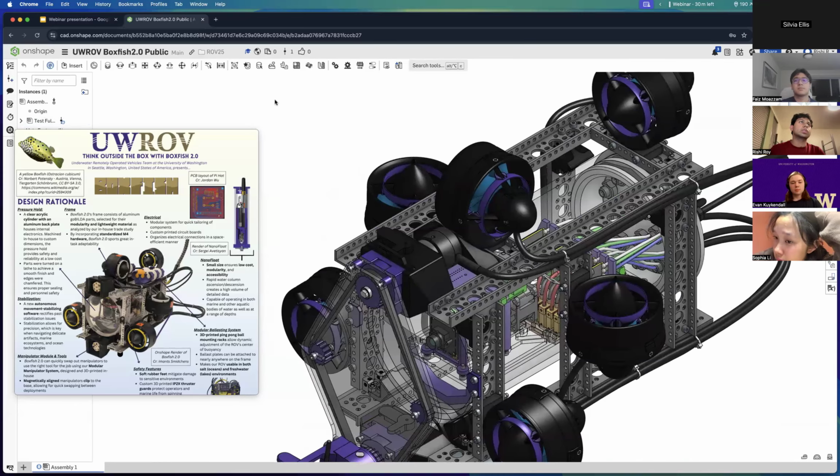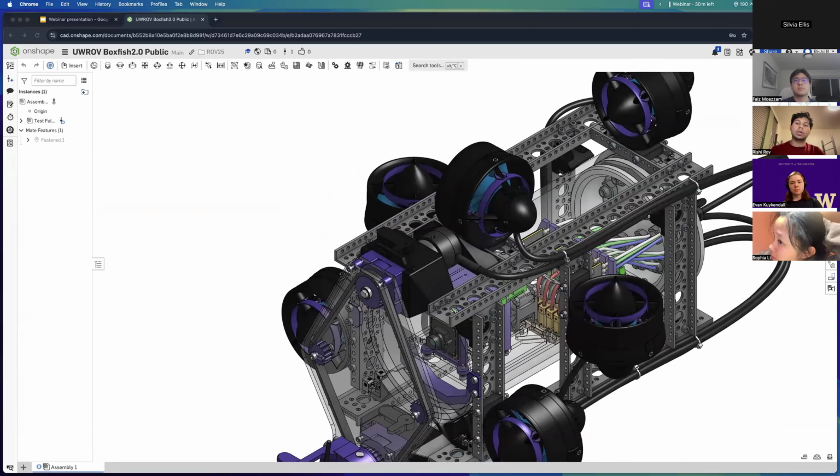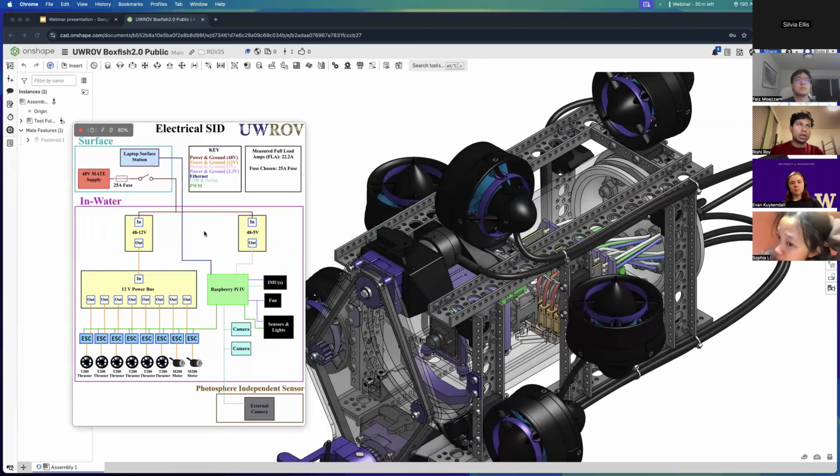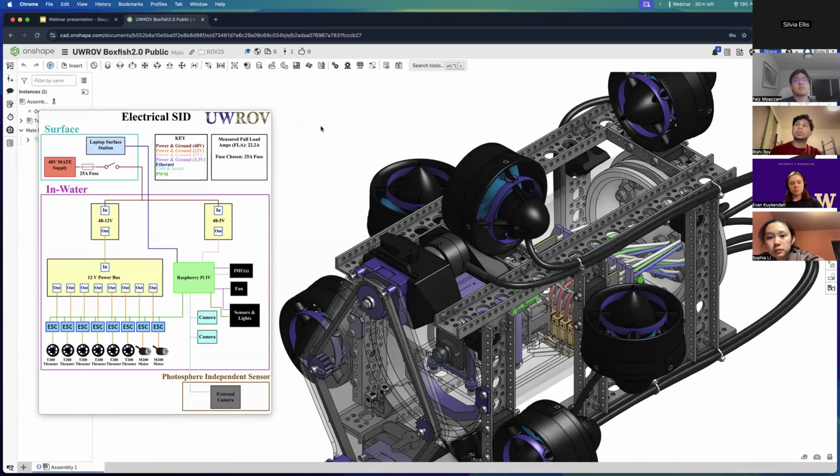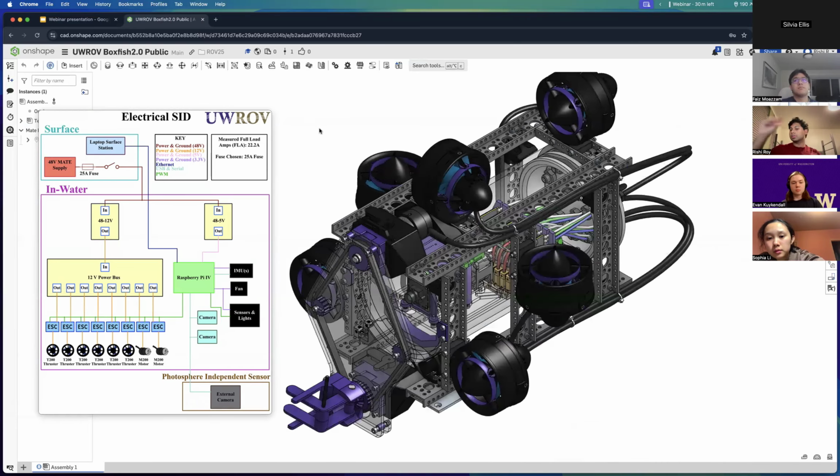I think I'll go into some of the electrical things that we have. This is our electrical SID. It's a diagram kind of explaining all of the interactions between different electrical systems. We have here surface, which denotes our surface station. This consists of a laptop which connects to our ROV. And so we have a tether, which isn't pictured here, but it's a really long cable which connects from the ground to the ROV in the water.